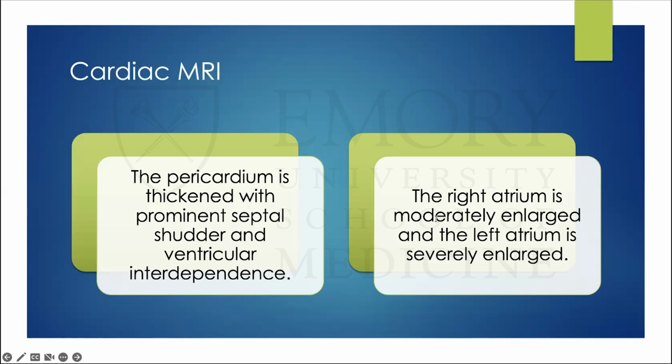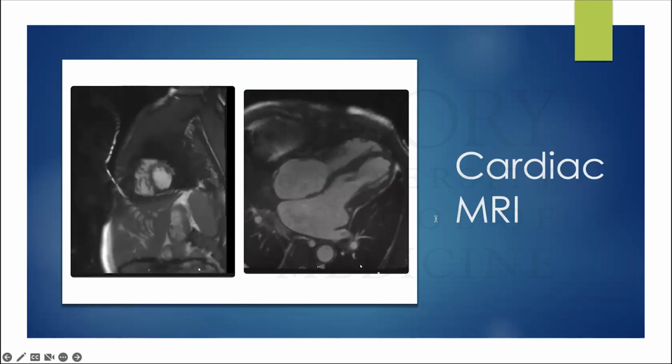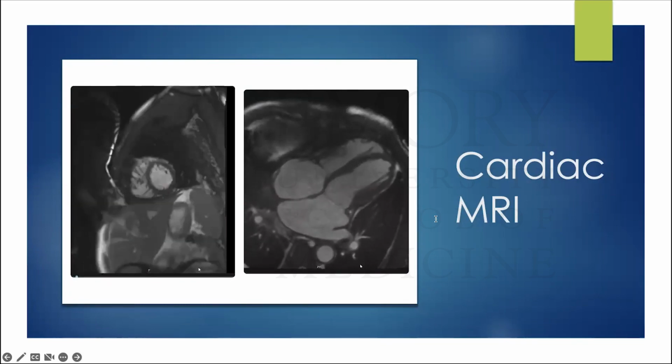restrictive process. The patient got a cardiac MRI, which showed a pretty thickened pericardium, a prominent septal shudder, and ventricular interdependence, which we'll talk about what those terms mean. And obviously those enlarged atria. I just wanted to include those clips too, to look at all the different ways that you can assess constriction versus restrictive physiology.